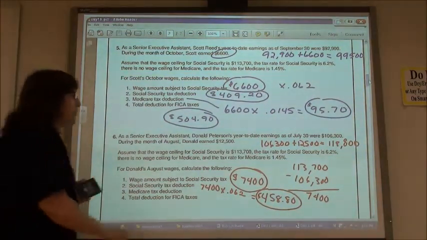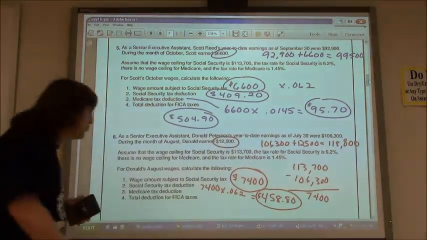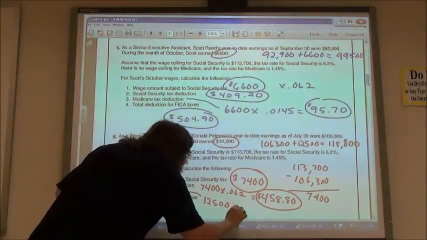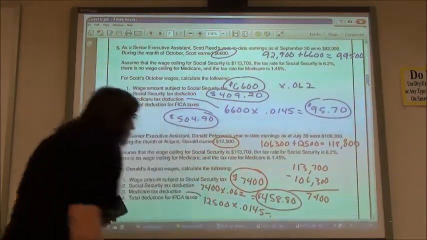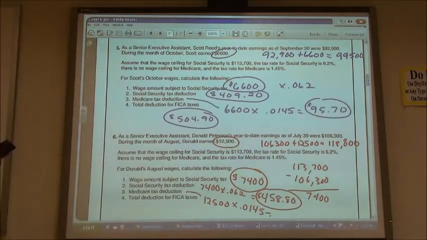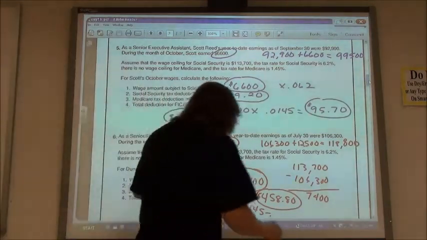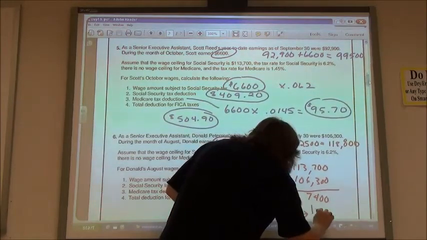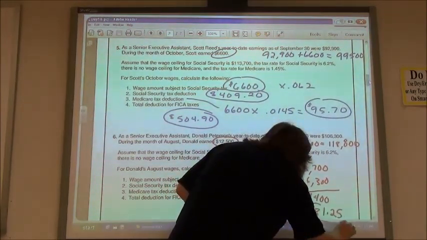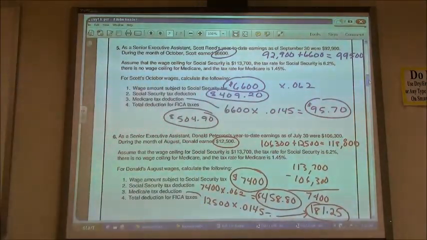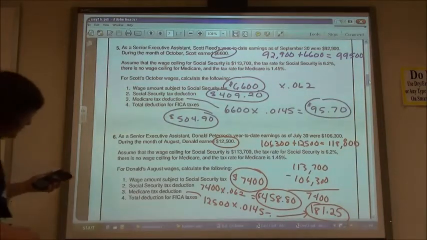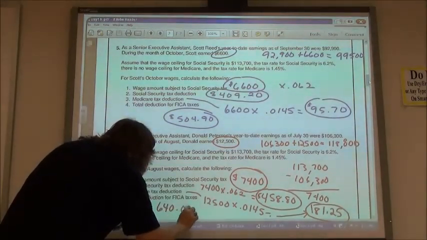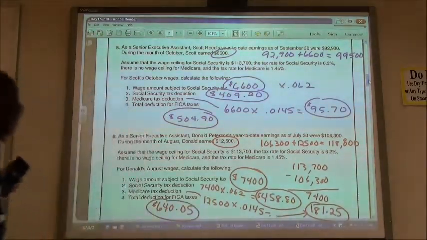Medicare is always on my full earnings, so my earnings for August is $12,500. So I'm going to take my $12,500 times 0.0145, and I get $181.25. I'm going to write it over here, $181.25. So for my total deductions, I'm going to take my $458.80 plus my $181.25, and I get $640.05 for my total deductions.